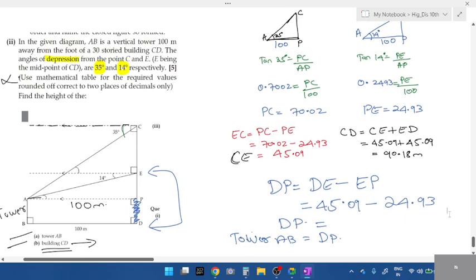Okay. And for the building CD, we got 90.18 meters.